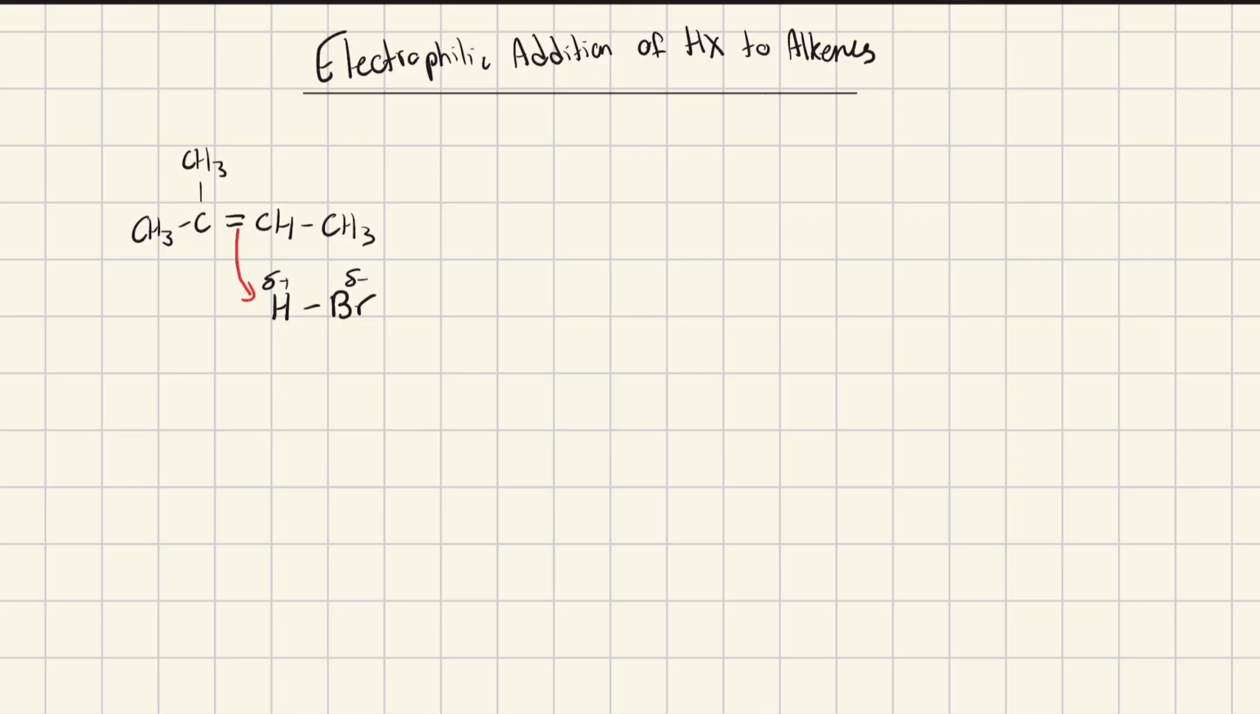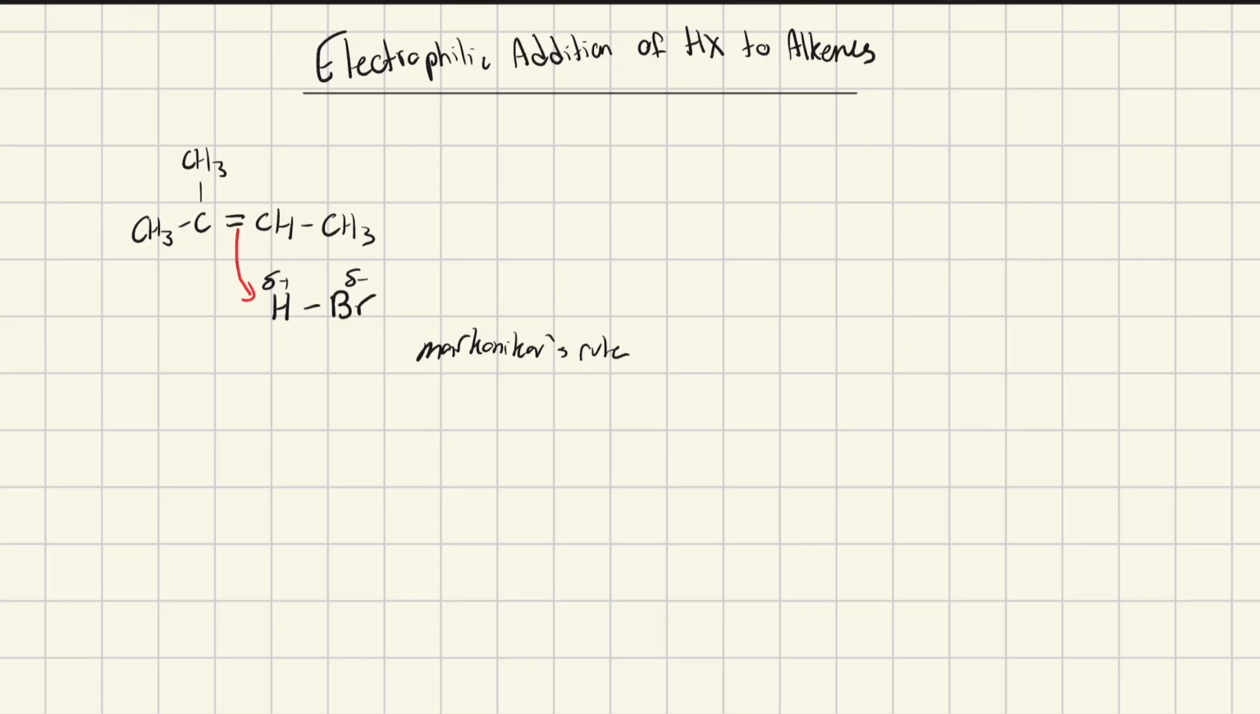But which carbon will it add to? This is called Markovnikov's rule, which basically states that when you have electrophilic addition, the electrophile, which in this case is the HBr, will add so that the most stable carbocation forms. If we look at where we'll have the most electron density, where our carbocation, our positive charge, will be the most stable.